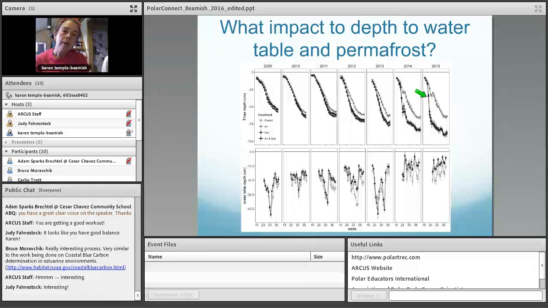In the bottom graph, this is depth to the water table. Again, in 2009, the control and the heated depths are more or less equal. And then as you move to 2015, you can see that the depth to the water table is quite shallow compared to the control site.